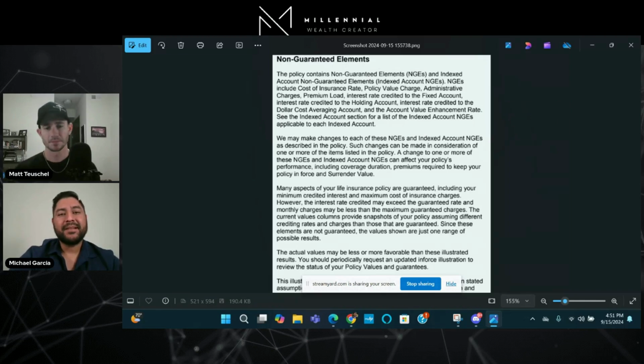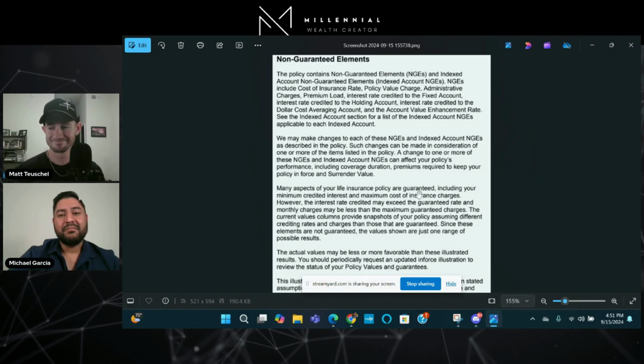So if you look, by the way, Matt, at the second paragraph: we may make changes to each of these NGEs and index account NGEs as described in the policy. Such changes can be made in consideration of one or more of the items listed in the policy. A change to one or more of these can affect your policy's performance, including coverage duration and premiums required to keep your policy in force and surrender value.